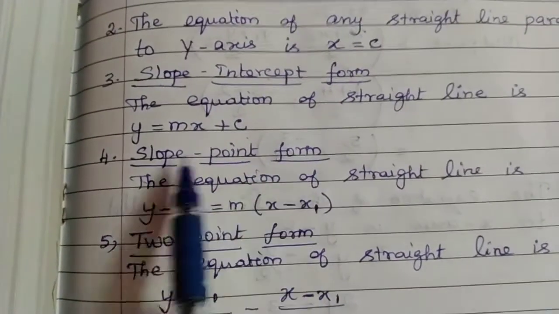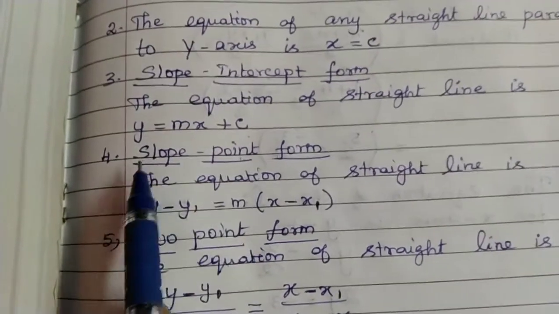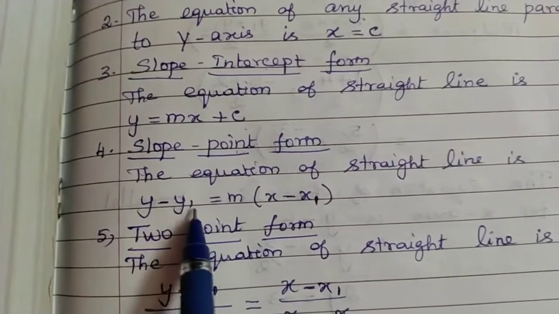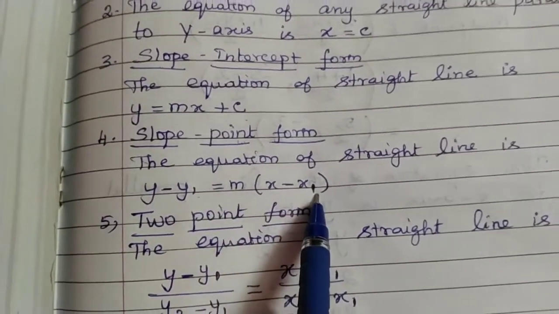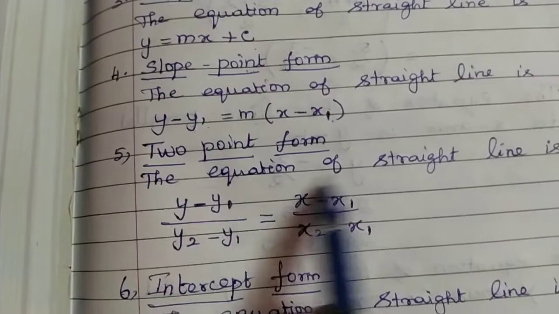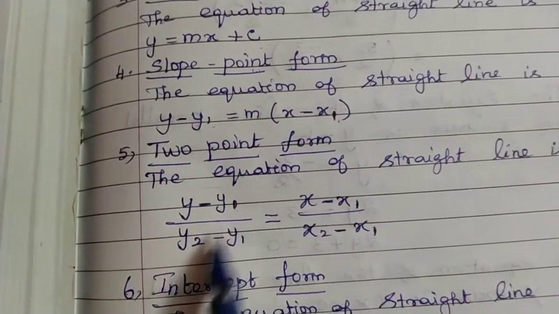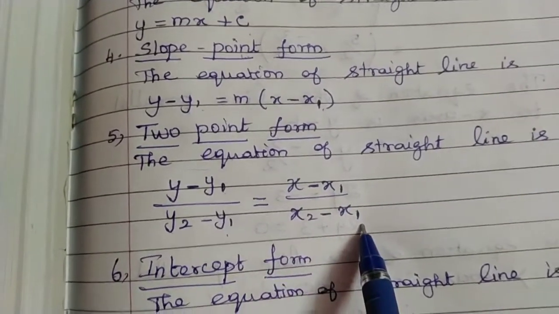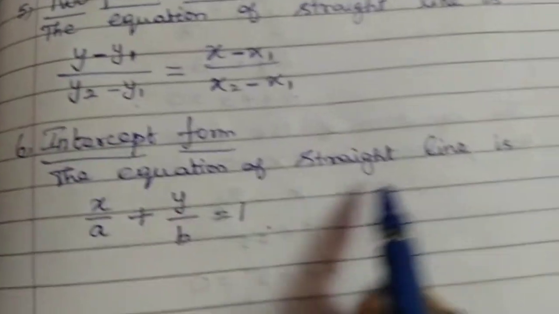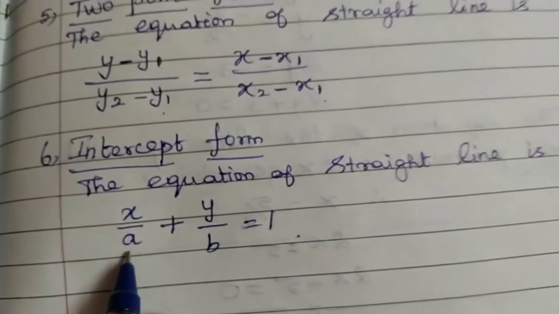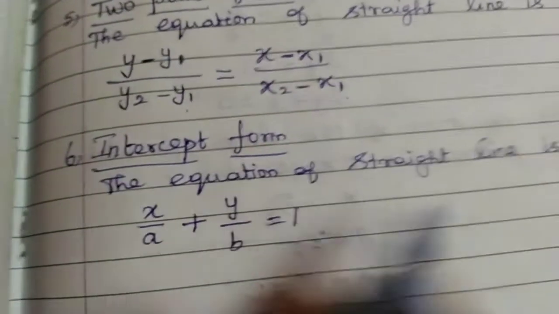Next, slope point form. One slope and one point, the equation of the straight line is y minus y1 equal to m into x minus x1. And another formula, 2-point form. 2-point form means 2 points, the formula is y minus y1 divided by y2 minus y1 equal to x minus x1 divided by x2 minus x1. Next one is intercept form. The equation of the straight line is x by a plus y by b equal to 1. A is the x-intercept, b is the y-intercept.